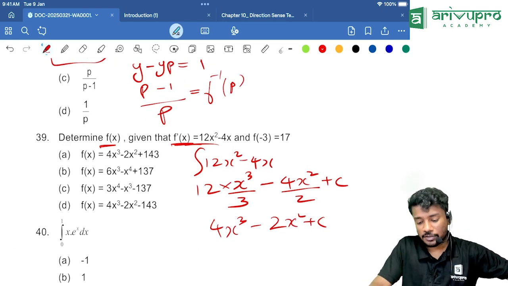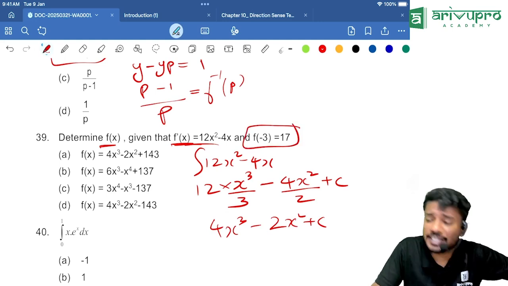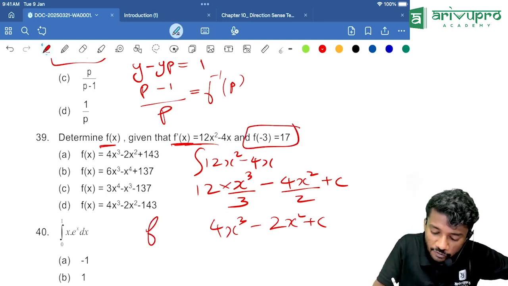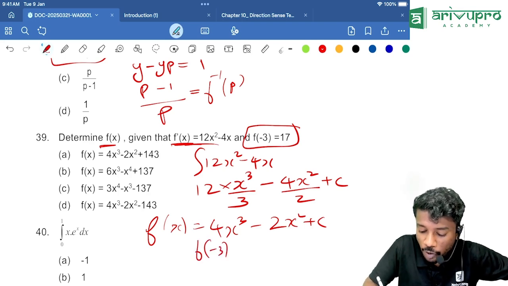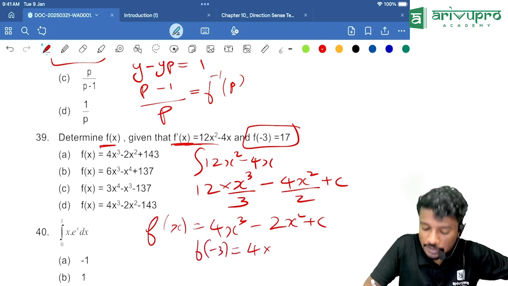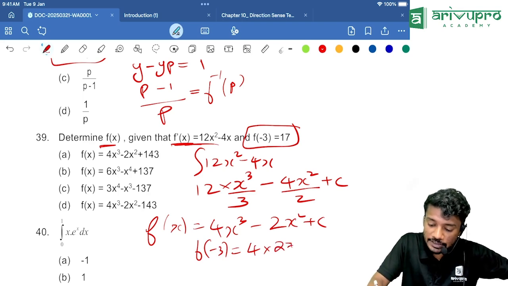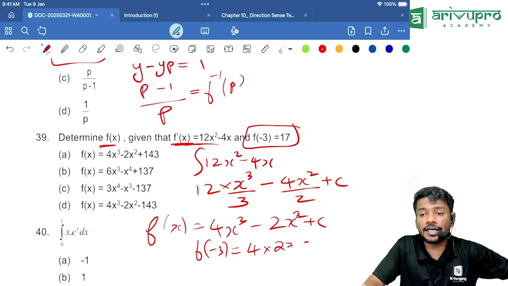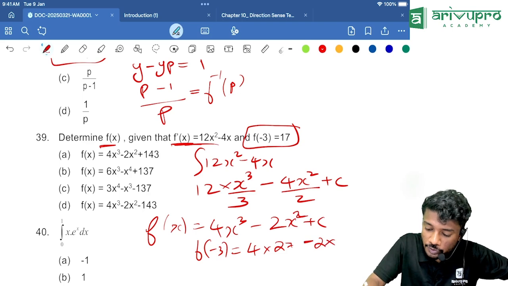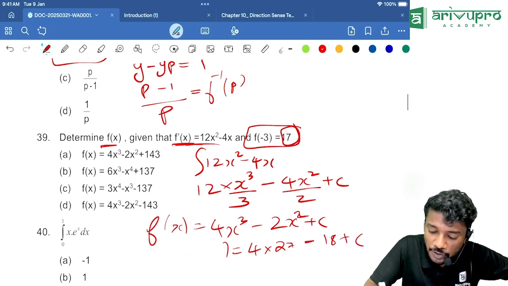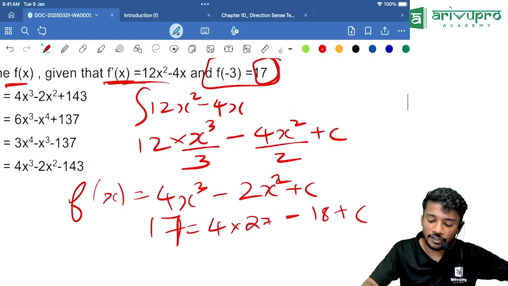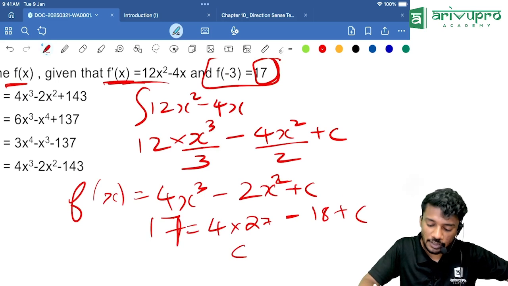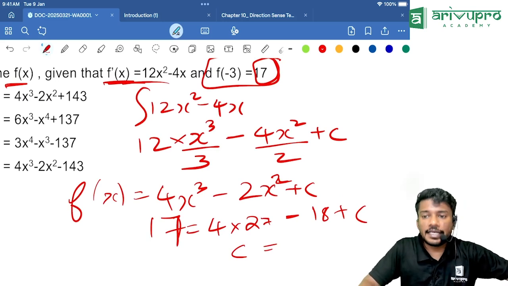So my question is, f of minus 3 is 17. So f of x is equal to this much. So f of minus 3 will be how much? 4 into 3 cube is 27, minus 2 into 3 square, 2 into 9 is 18, plus c. So f of minus 3 is how much as per the question? 17. Can you solve for the value of c? How much is the value of c?